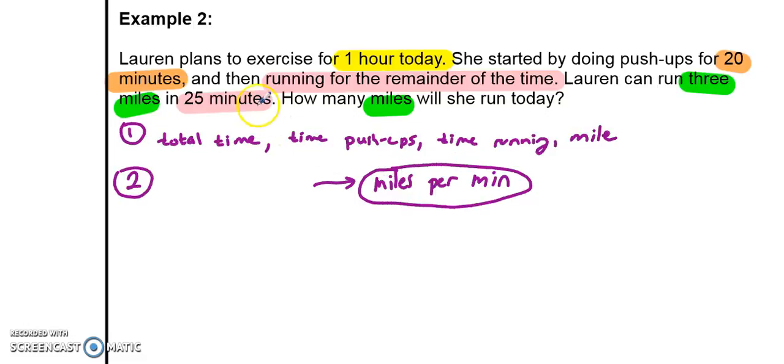But before that, they don't actually tell us how long she ran, so we're going to figure out her running time. So how long did she run? We're going to find the running time.